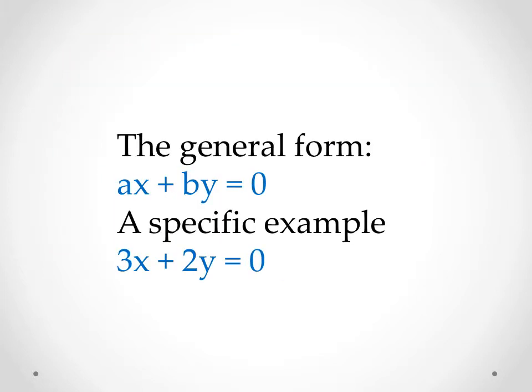Now this general form, ax plus by equals 0. When it equals 0, look at it. The intercept method isn't going to work for us because no matter which one we set to 0, we're going to come out with the same point, (0, 0). Here's a specific example, 3x plus 2y equals 0.